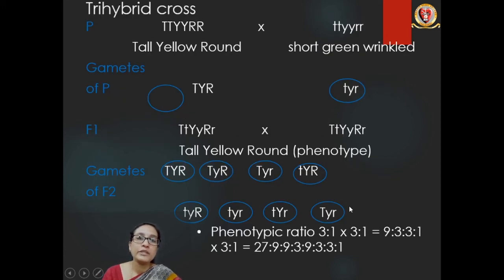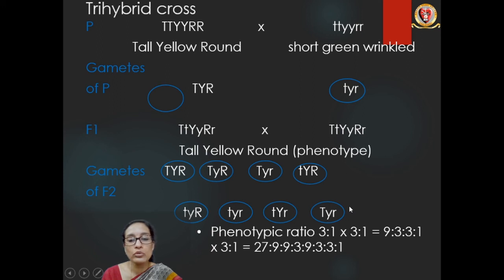This is just an example of the trihybrid cross, where you take, say, a tall pea plant which produces yellow and round shaped seeds, and you cross it with a short pea plant with green and wrinkled seeds. You see the gametes in the parental generation have the genotype capital T, capital Y, capital R, and the recessive parent produces gametes of one type, that is small t, small y, and small r. In the F1 generation, all the plants showed a phenotype of tall, yellow, and round, and their genotype was capital T, small t, capital Y, small y, capital R, small r. The gametes of these are of 4 different types.